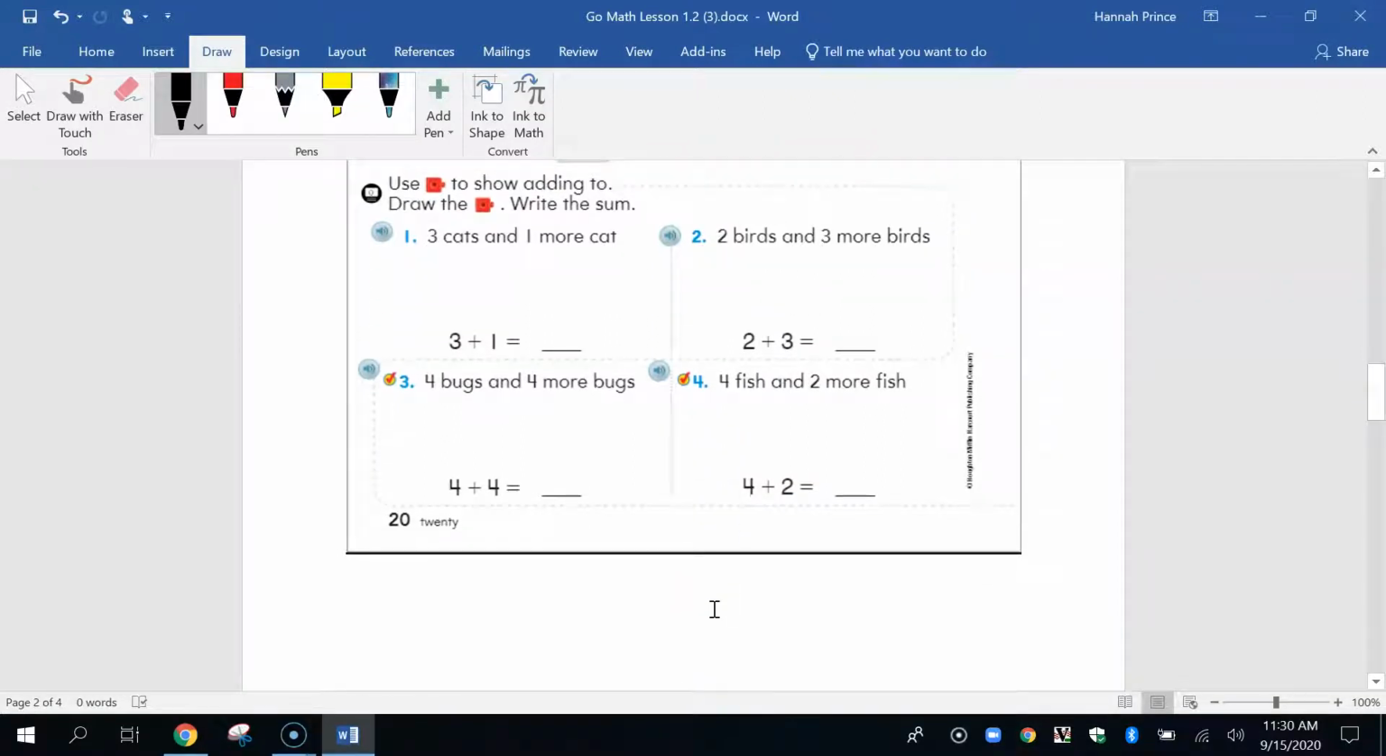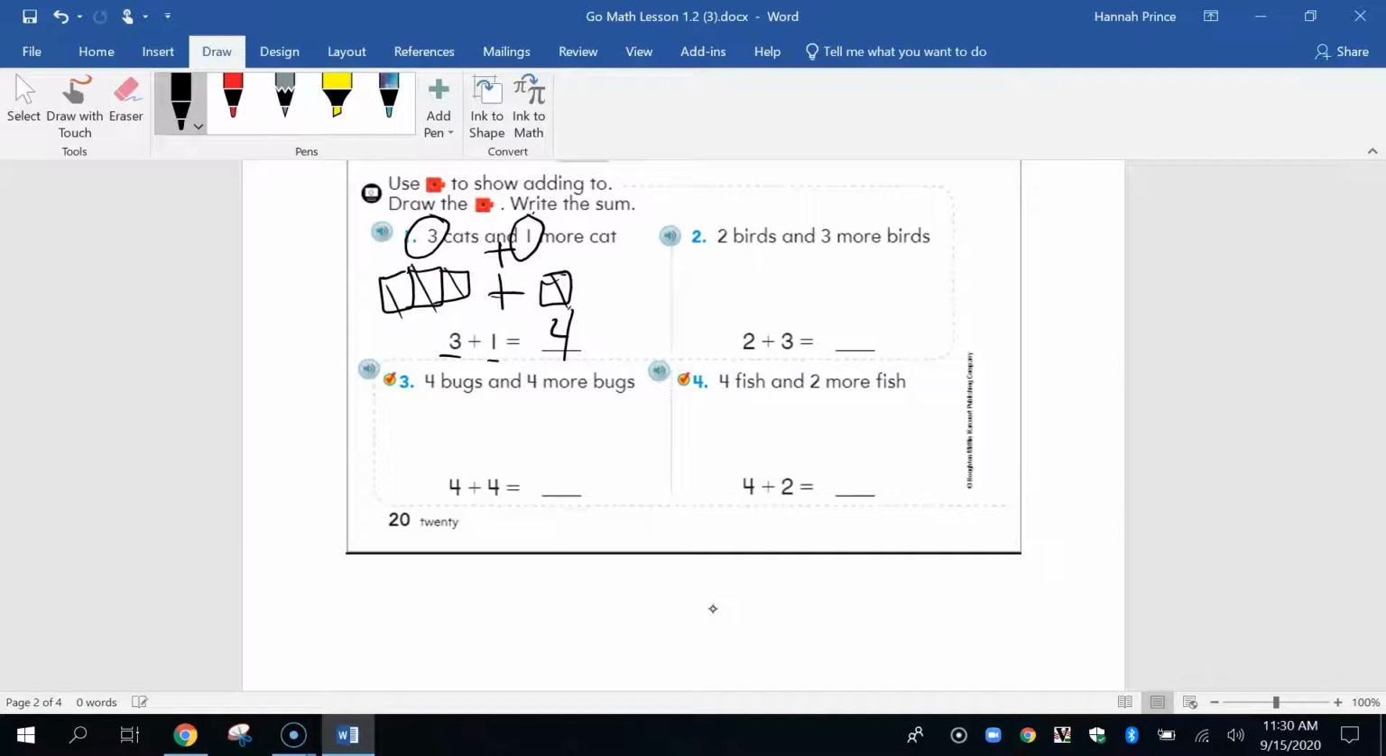Okay, we have some story problems here. I'm going to circle all the numbers in our problem to help us figure it out. 3 cats and 1 more cat. Remember, this "and" means we're going to add 3 cats plus 1 more cat. Altogether we have 1, 2, 3, 4. 4 cats. 3 cats plus 1 more cat equals 4 cats.